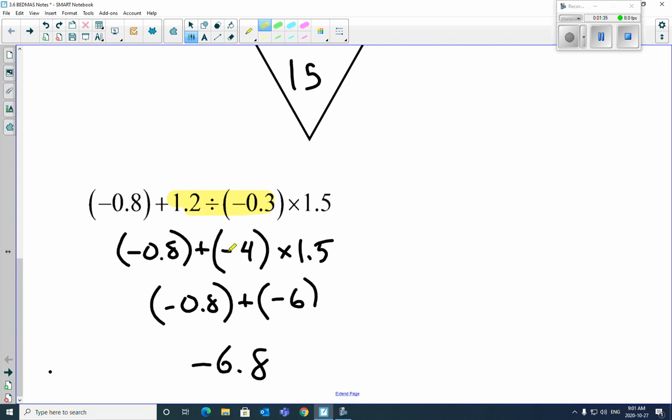Now, we have an addition and a multiplication. We're going to do the multiplication first. So negative 0.8 plus negative 6, and now we can finally do our addition, and we end up with negative 6.8. All right, flip the page.